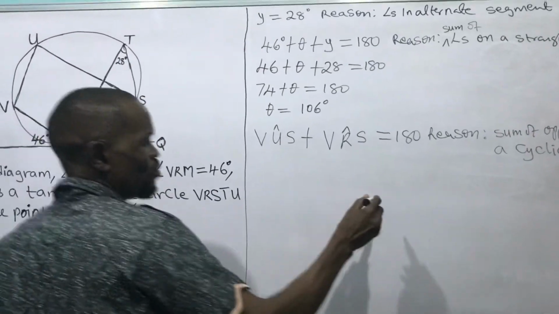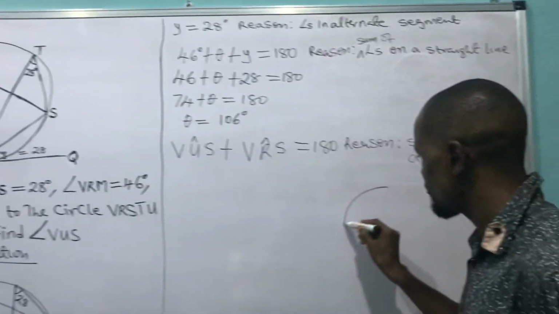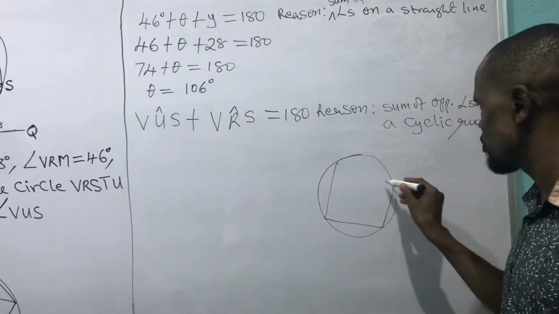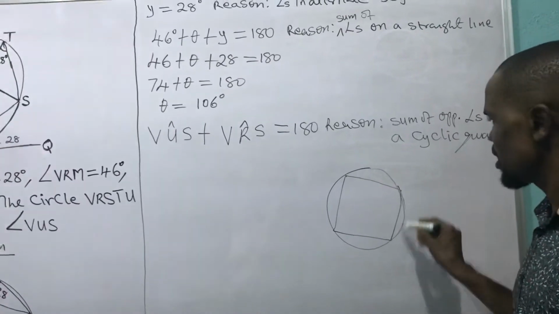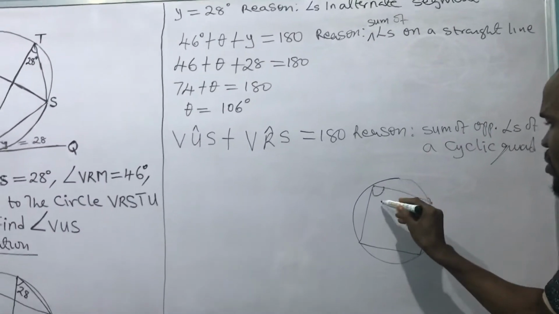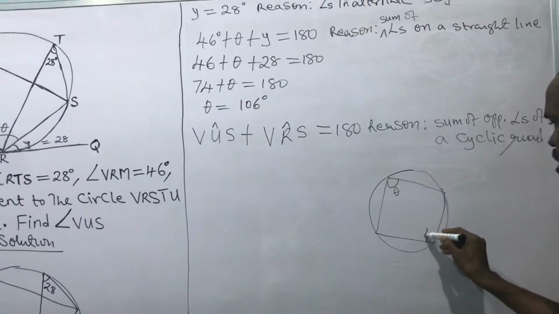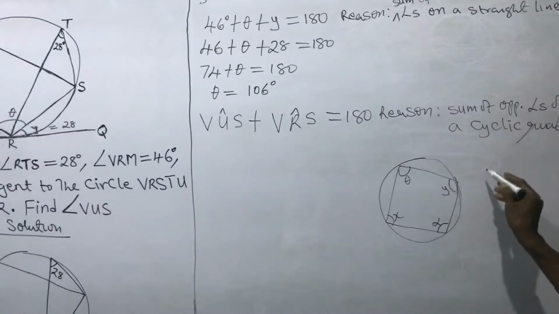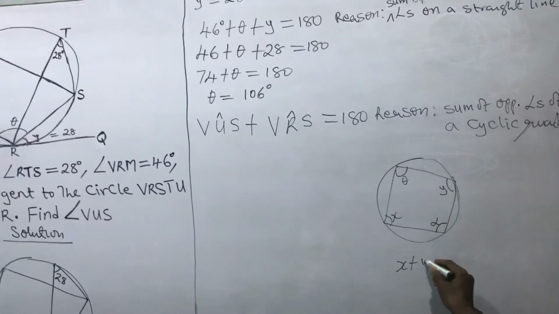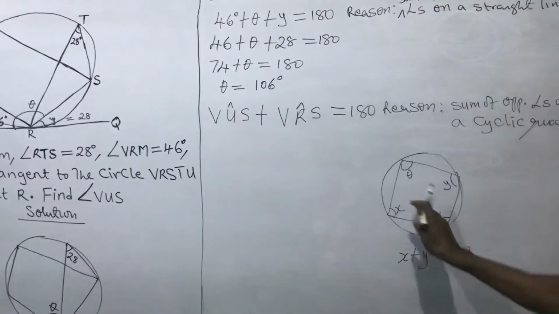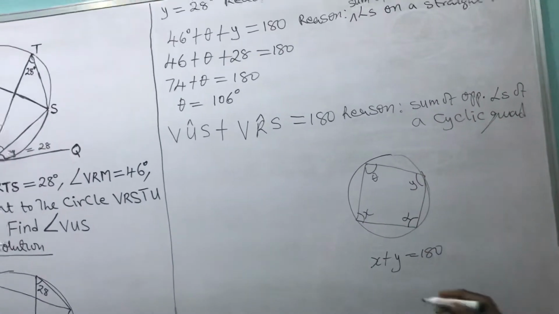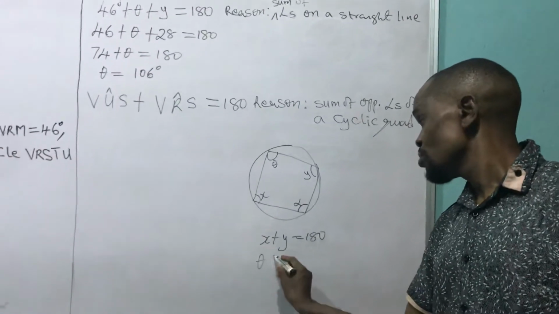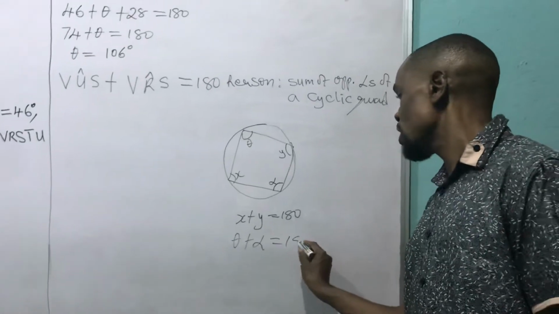What am I saying? Let me explain what I mean by cyclic quad. If I have a circle like this, and I have a quadrilateral in the circle like this, it is a cyclic quad. This angle theta is equal to angle alpha. This x is equal to y. That's what I mean. X plus y is equal to 180. That's the sum of opposite angles of a cyclic quad. As well, theta plus alpha is equal to 180.